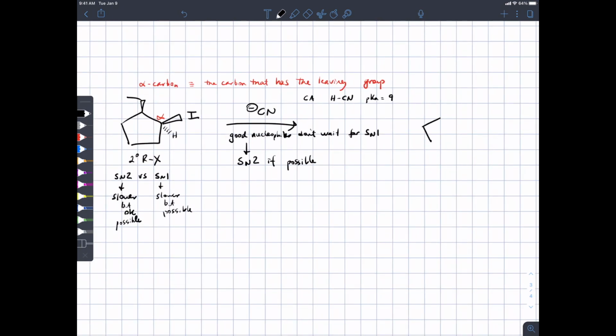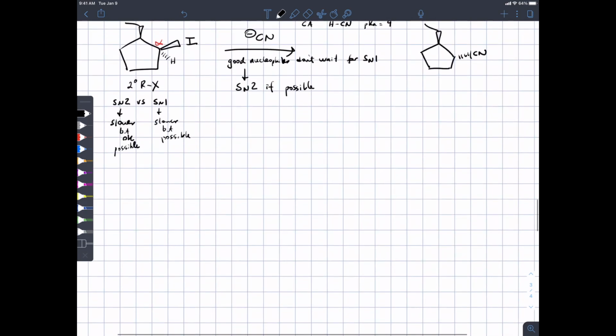Now, if I draw the product and I mean for it to be SN2, where do I need to put CN- on that alpha carbon? Up or down? Down. Good. Okay, so that's how I would approach this kind of problem.